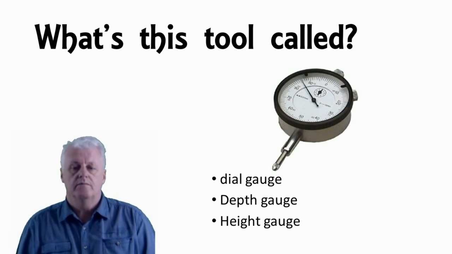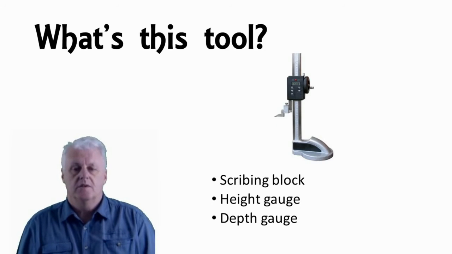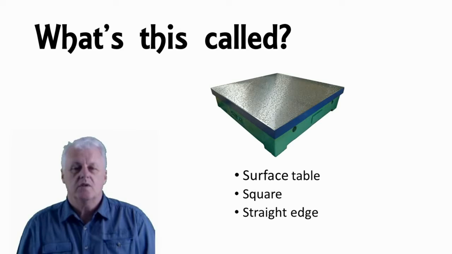What's this tool called? Dial gauge, depth gauge, height gauge. The answer is dial gauge. What's this tool? Scribing block, height gauge, depth gauge. The answer is height gauge. What's this called? Surface table, square, straight edge. The answer is surface table.